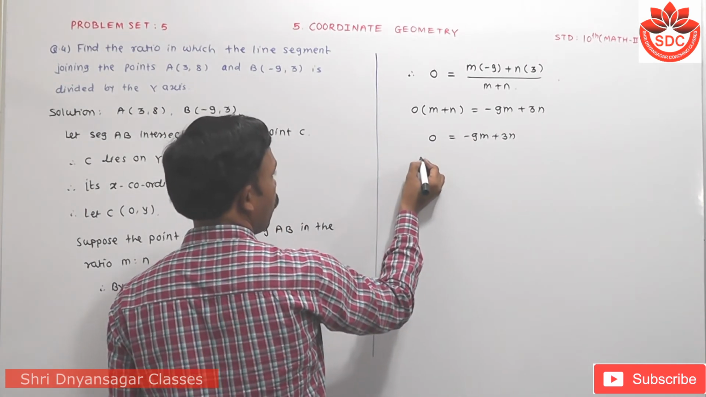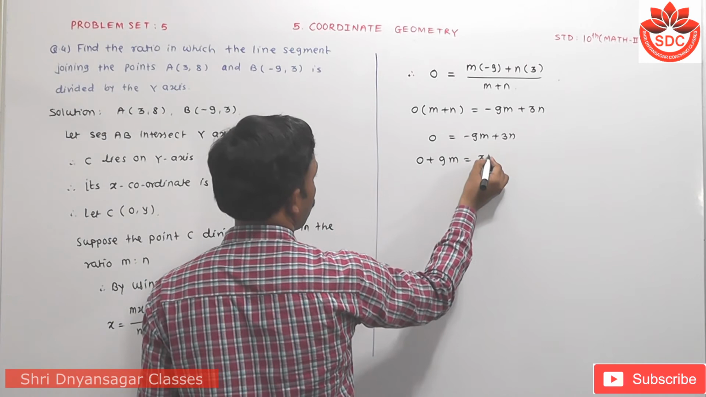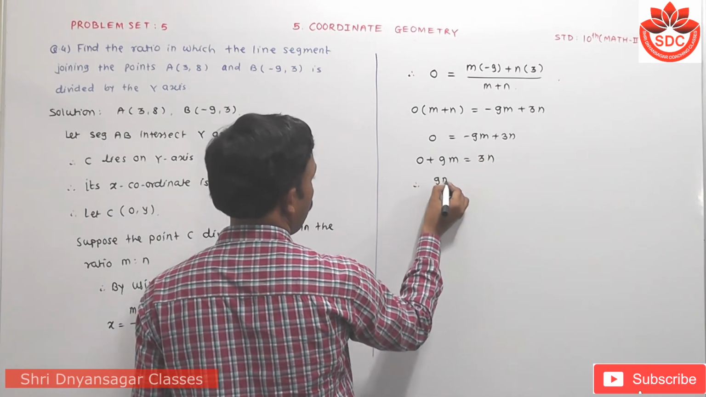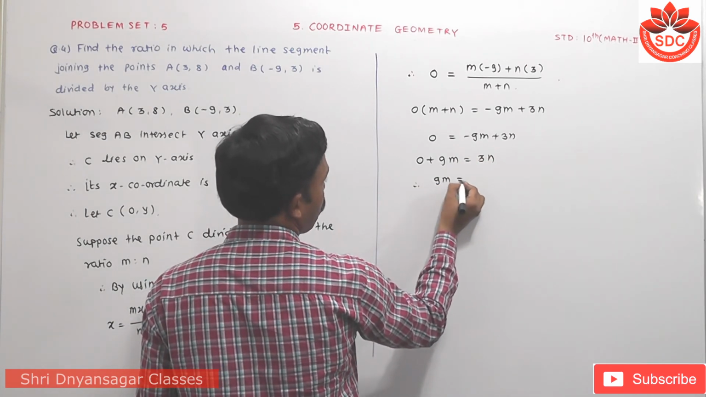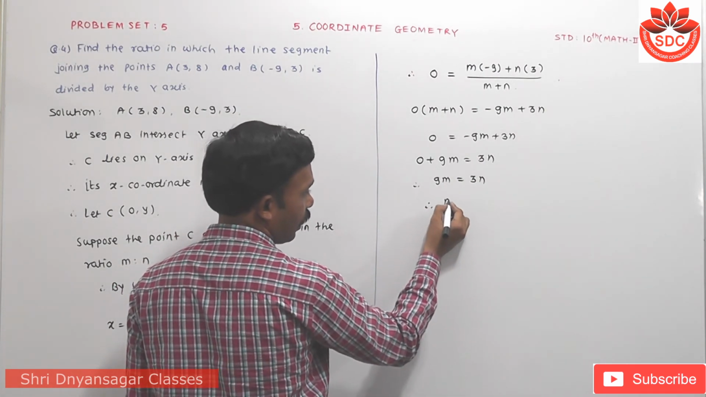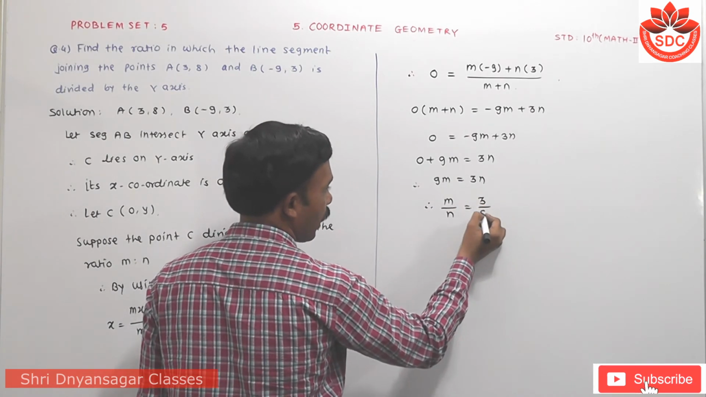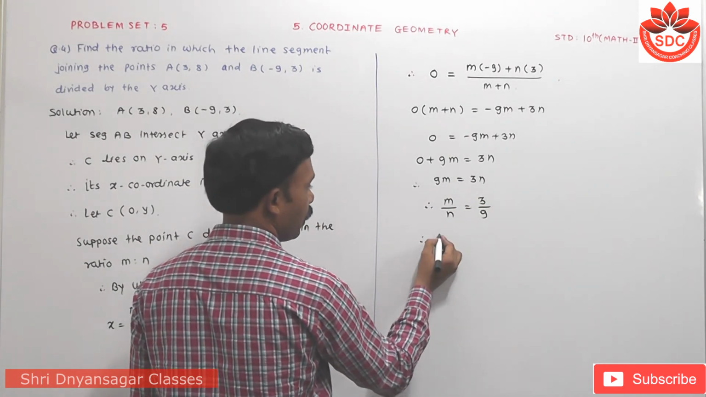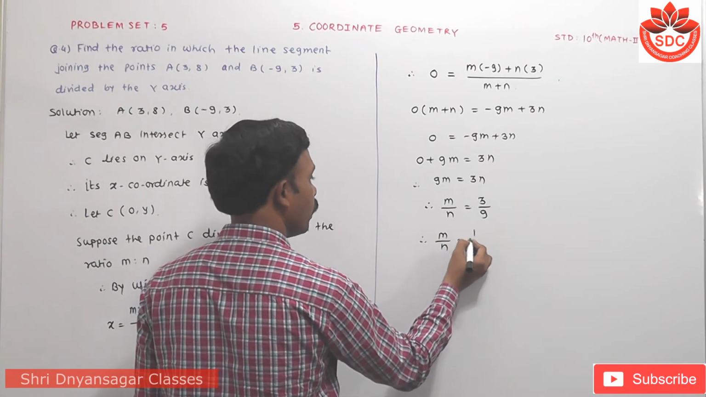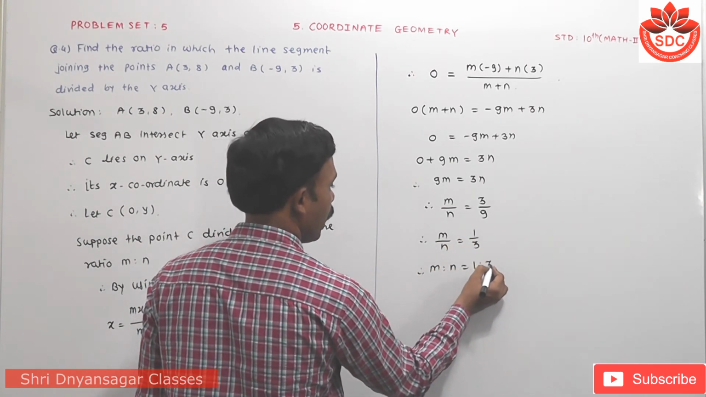Transfer this minus 9m, convert as plus, means that 0 plus 9m is equal to 3n. Therefore 9m is equal to 3n. Then I have transferred n to this side. Therefore we write here m upon n is equal to 3 upon 9. Then we can simplify it. Therefore m upon n is equal to 1 upon 3. Therefore m as to n is equal to 1 as to 3.